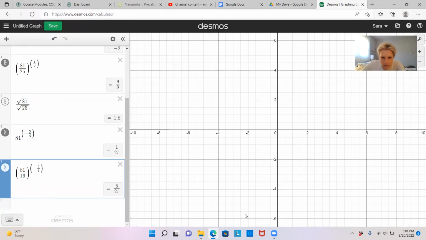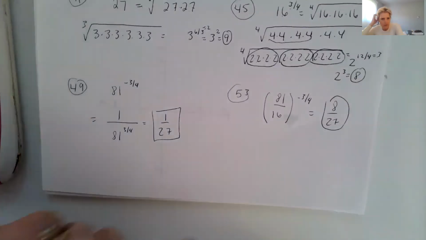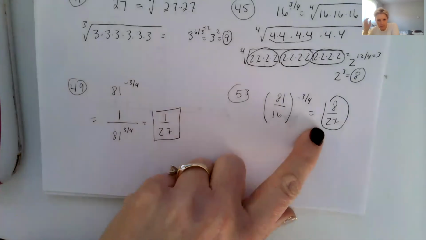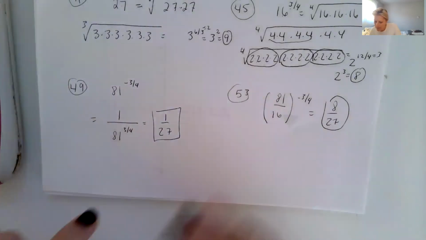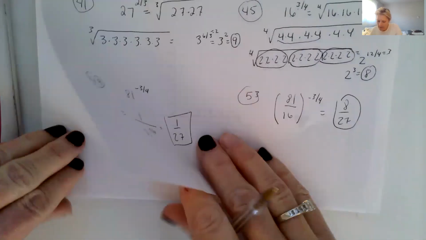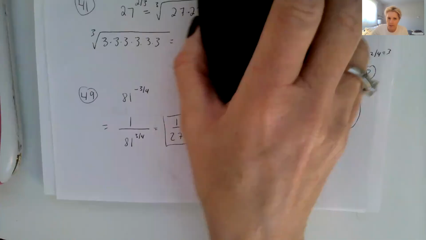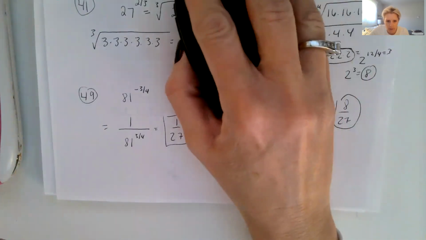I'll show you my paper here. So there's 49 and 27 and 53. So catch me back for the last half of this lesson. Just take a break and we'll be back for just a little bit more.